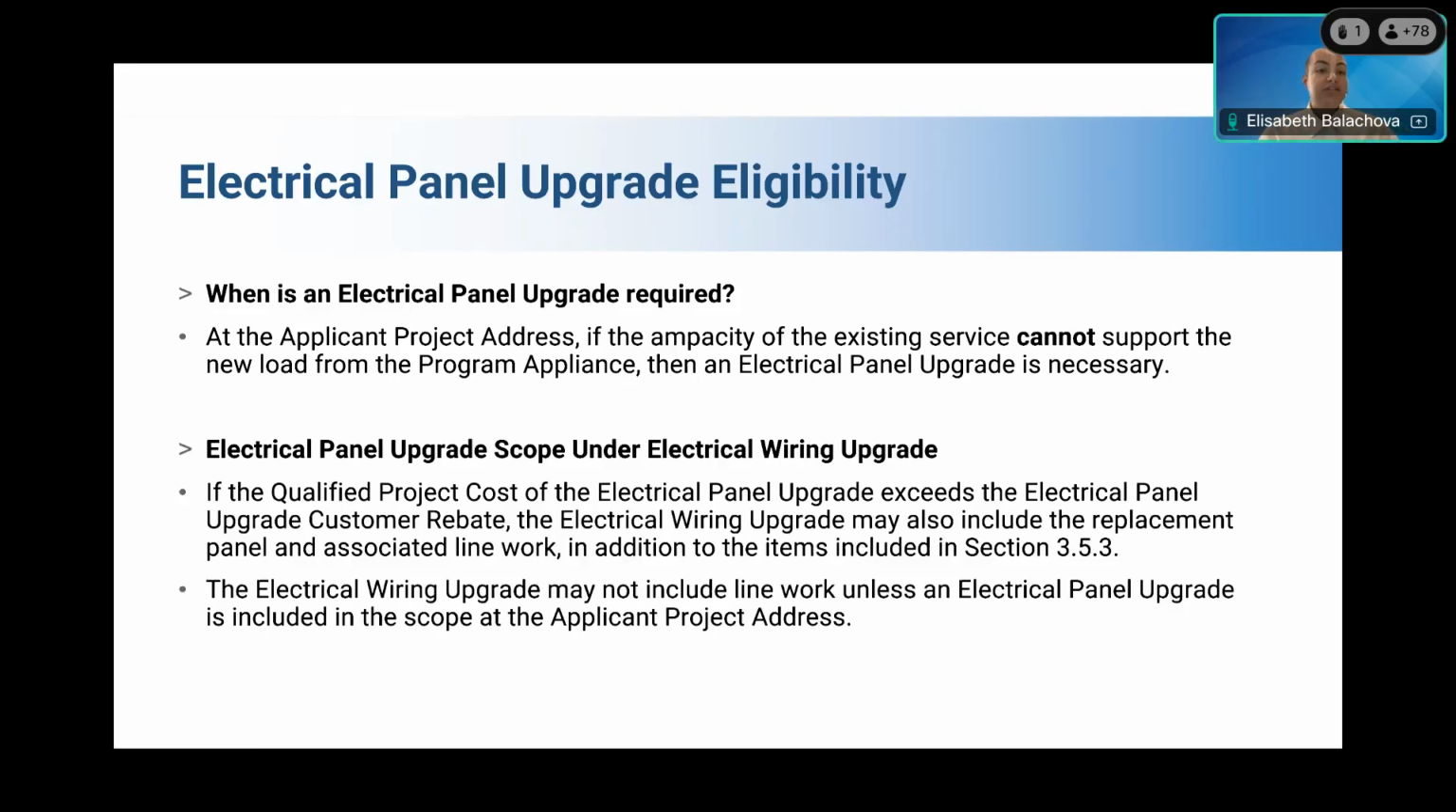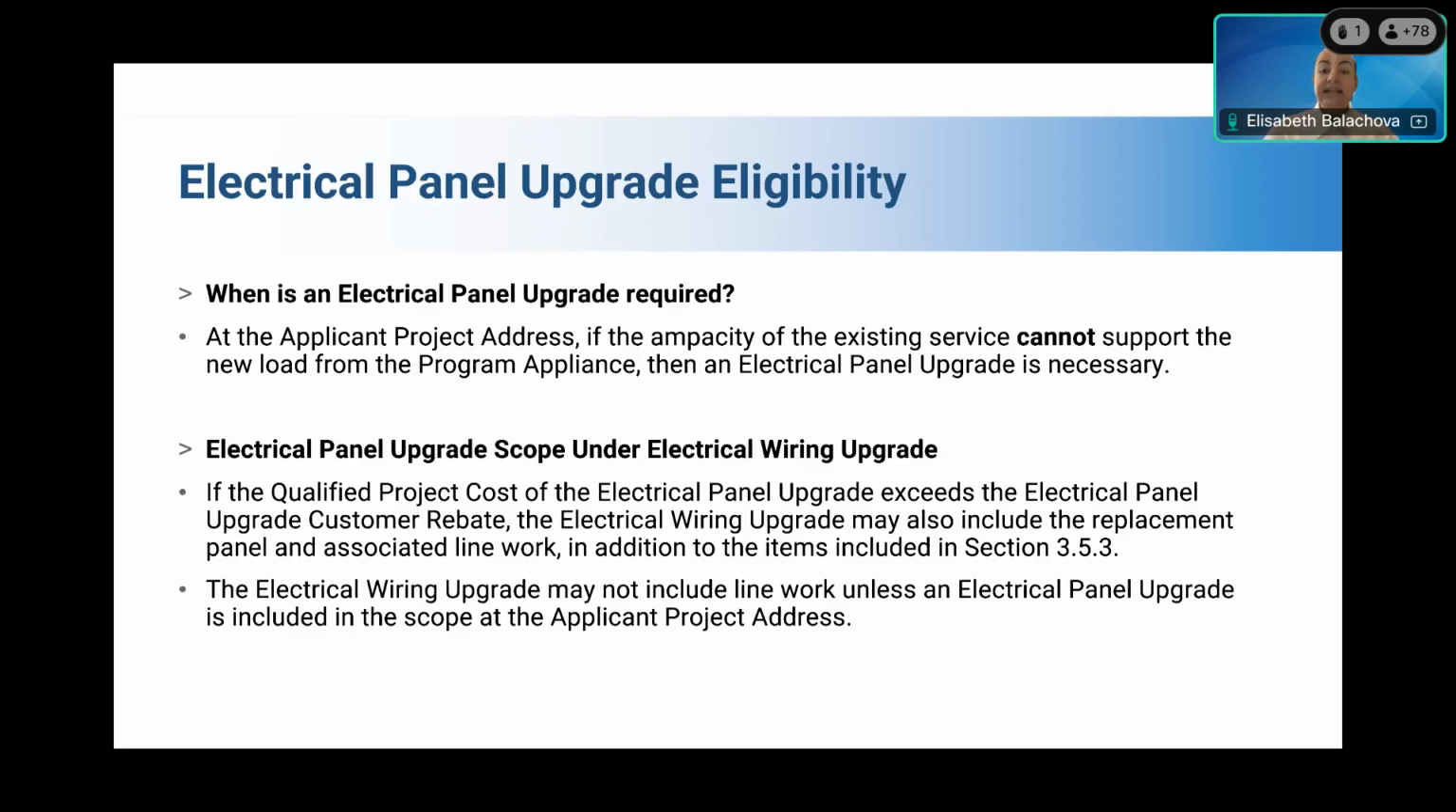Now, in regards to electrical panel upgrades, this is not new, but we want to make sure that this is clear because I know that there has been some confusion with some of our partners, our participating contractors. So the only time an electrical panel is eligible for an upgrade is if the existing panel cannot support the new load from the program appliance. So this would include increasing the amperage of the electrical panel itself.